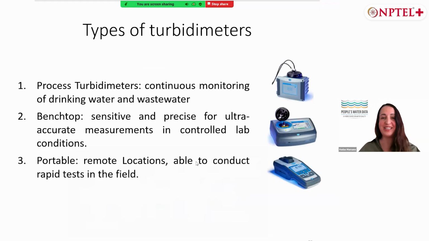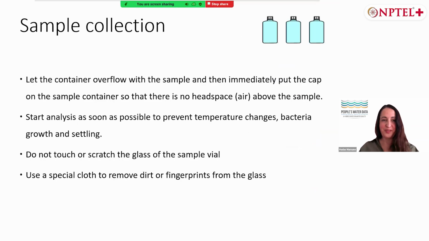As we said before, the types of turbidity meters are process turbidity meters that allow us continuous monitoring for both water and wastewater. We have the benchtop ones that are mostly in the lab, that provide us ultra accurate measurements of turbidity. And then the portable ones, which you will take to the field, that allow us to obtain rapid tests of turbidity of the water.